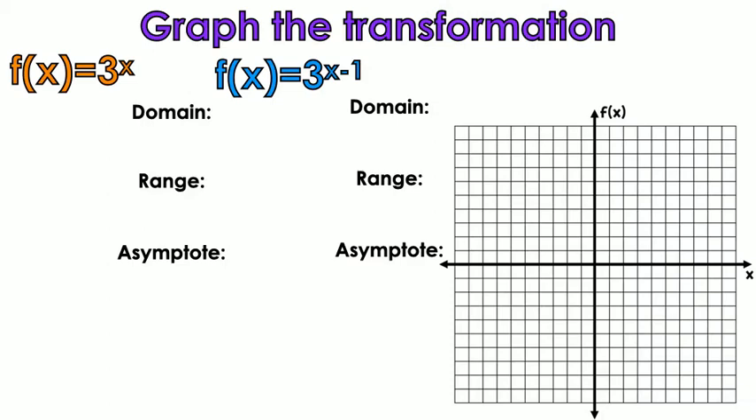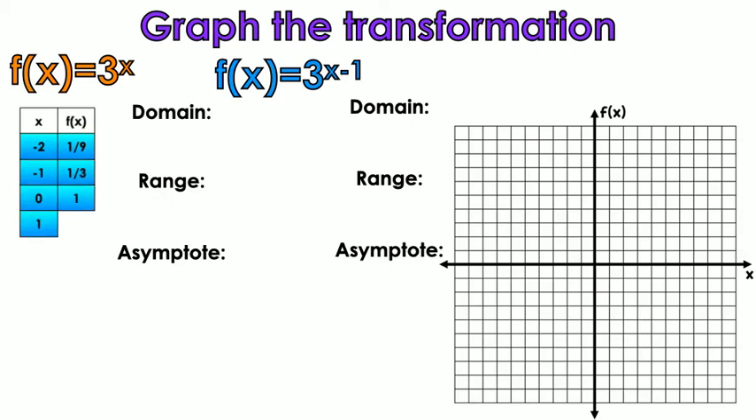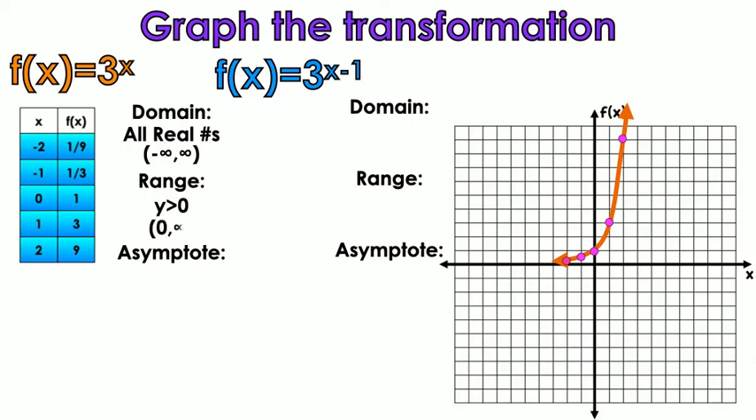All right, so we already graphed f of x equals 3 to the power of x, but we're going to do it again, just because. Same table, plotting the same points. Ta-da! My domain is all real numbers, negative infinity to positive infinity. My range is y is greater than zero, or zero comma infinity. My asymptote is y equals zero.